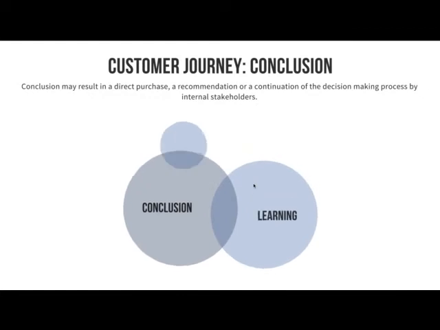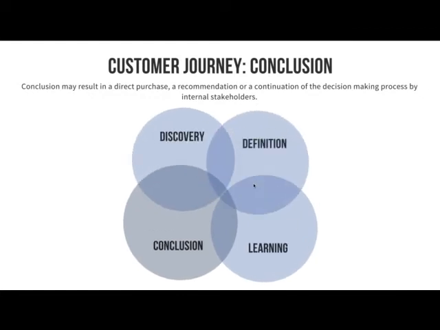Finally, there's conclusion, where it may or may not actually result in a direct purchase, like I said earlier, right? A recommendation or a continuation of the decision-making process is usually what happens in this time period, right? So the conclusion could take a long time. I might be sure I want a Joule by the end of the learning phase, but not actually buy it for 3 months because I'm saving money, right?